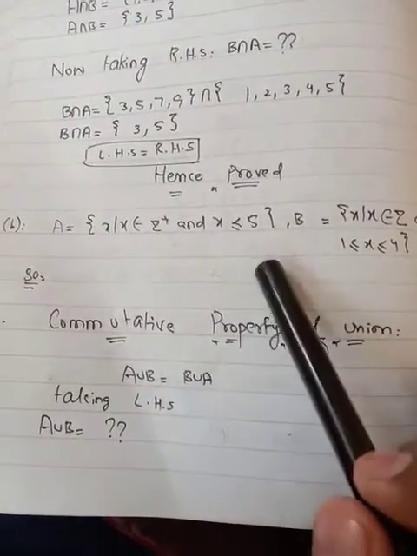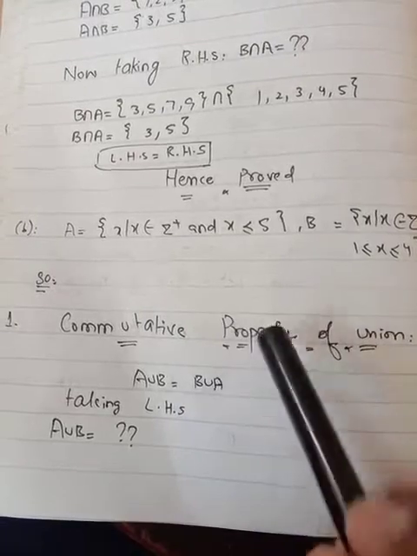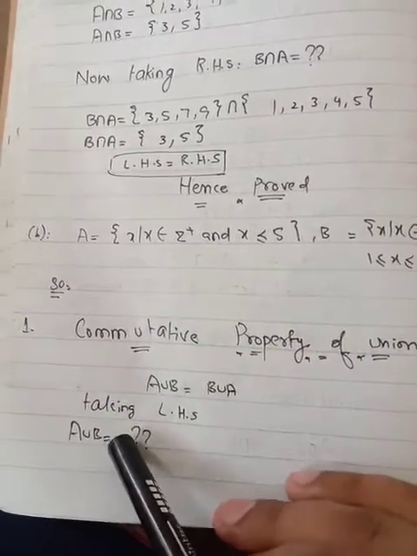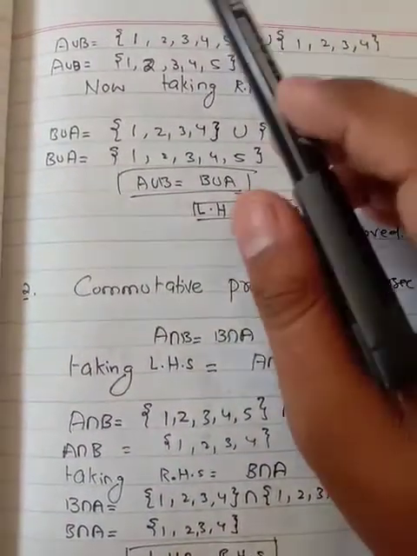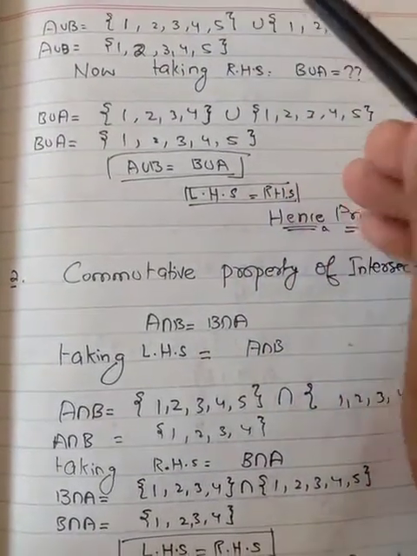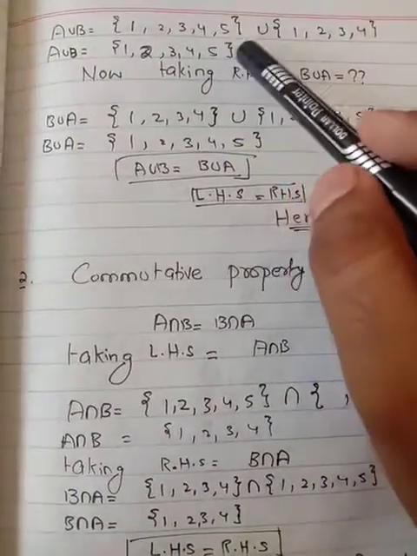Now we have to find the commutative property of the union. Commutative property of union is A union B equal to B union A. First we will find the left hand side, that is A union B. A set is 1, 2, 3, 4, 5 and B set is 1, 2, 3, 4. Their union will be 1, 2, 3, 4, 5.